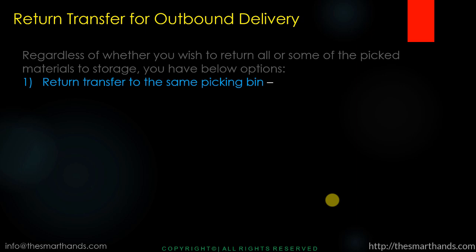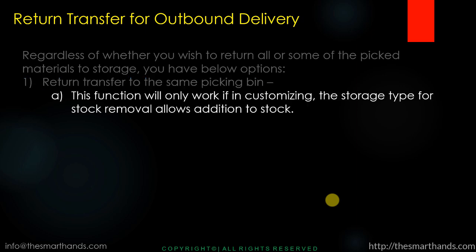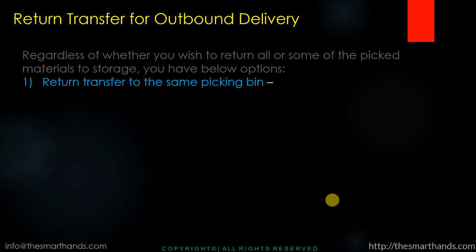So first is to return transfer to the same picking bin. That means this function will only work if, in customizing, the storage type for stock removal allows addition to stock. Return transfer to the same picking bin means you want to return the stock to the same bin from where it was picked. So you want to use the same bin and return to the same bin it was picked from.